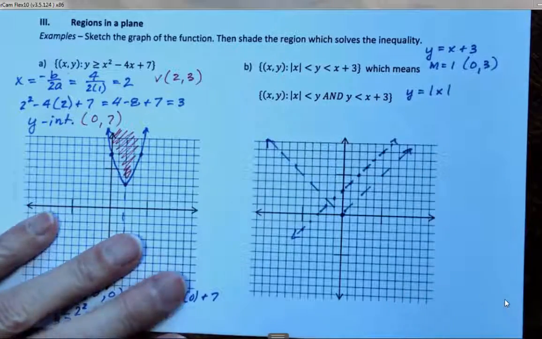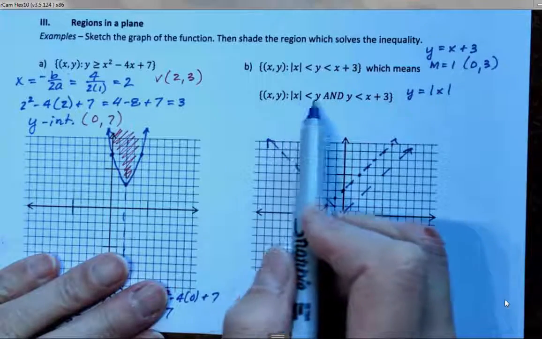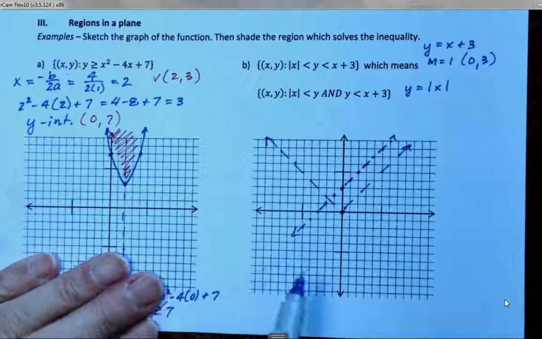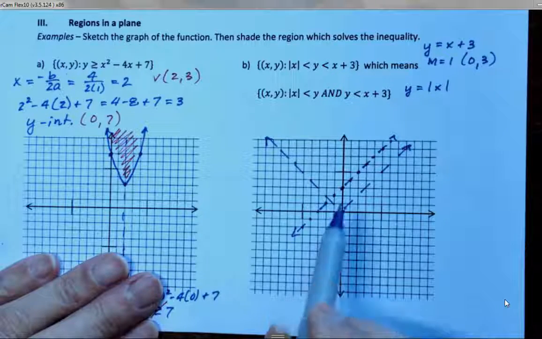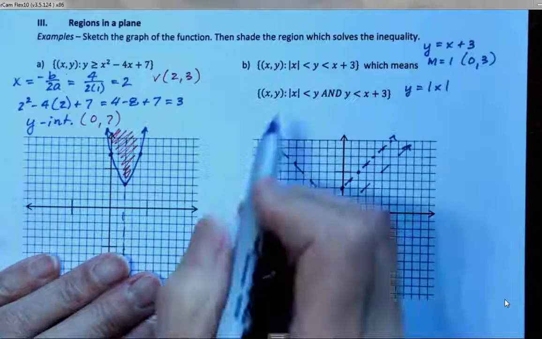So now I've graphed the two different graphs, and I have to solve both of them. So where is y greater than my absolute value? So I'm going to use a test point, and I can't use the test point 0, 0. So I'm going to pick another point. I'm going to pick the point 0, 2 as my test point for both of my inequalities, because that works for both of them. So my test point is 0, 2.